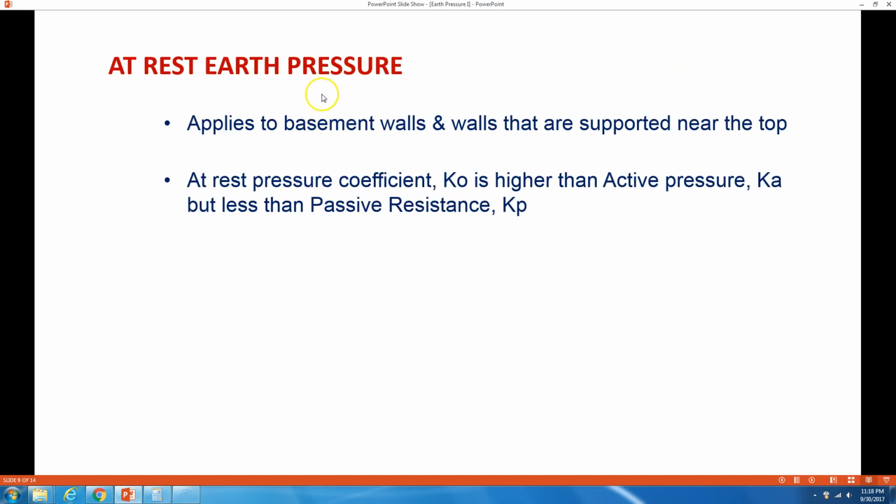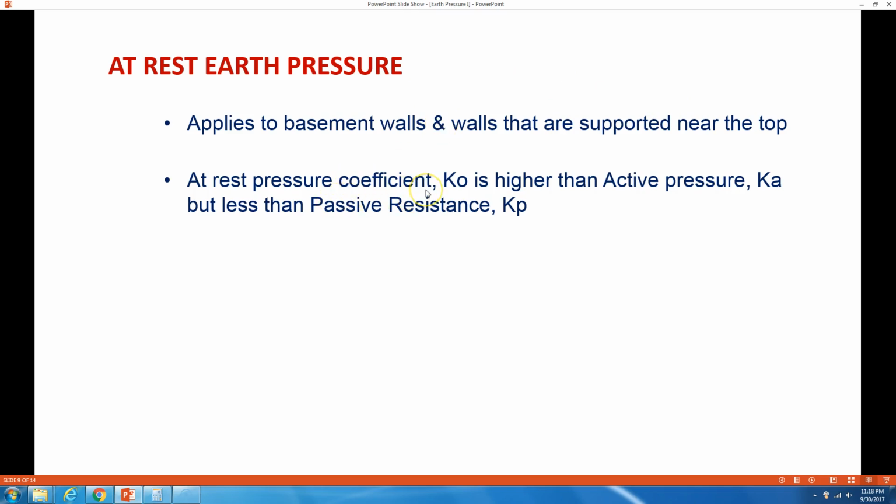So what's at rest pressure? It applies to basement walls. It's a misnomer to say, I don't want the wall to move, so I'm going to design it for at rest earth pressure. It doesn't work like that. At rest earth pressure only applies if you have a strut force or some kind of a prop near the top of the wall. Okay.